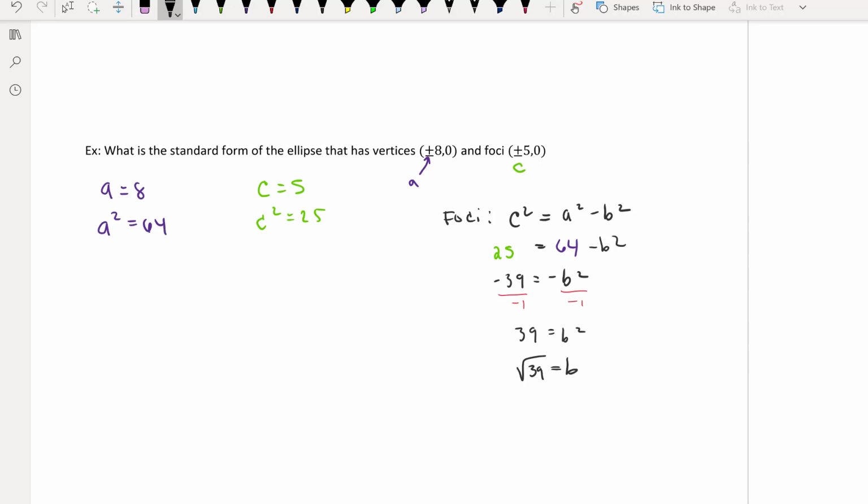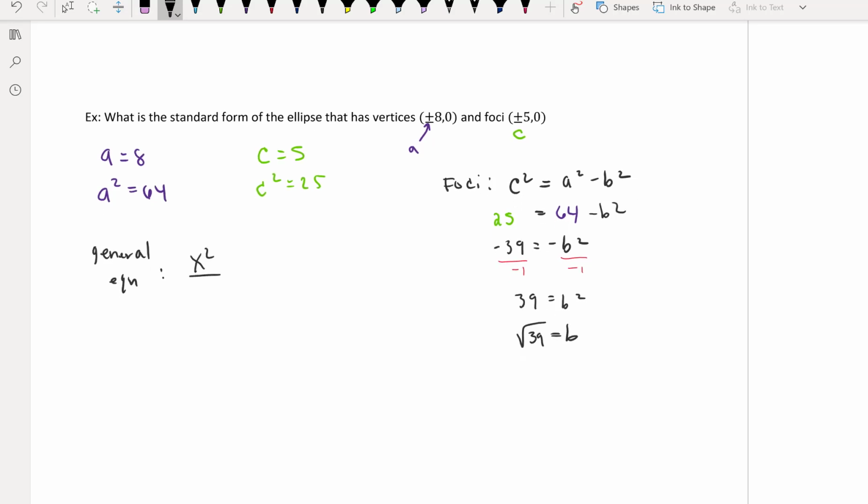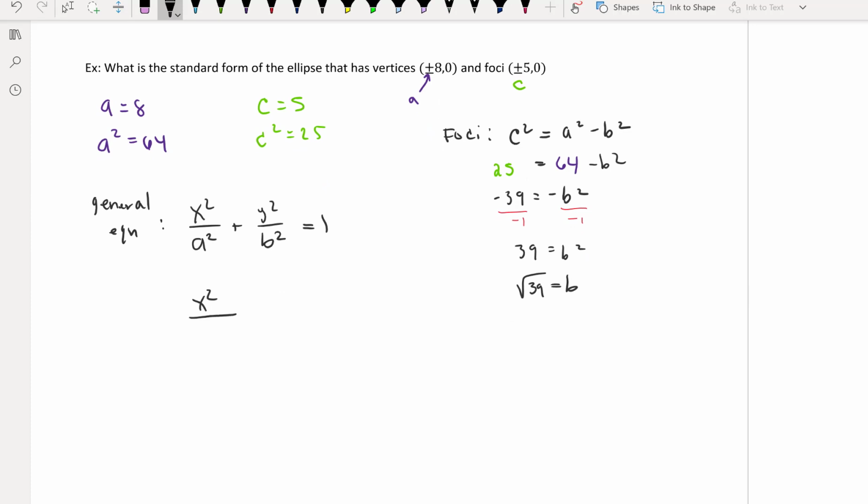And since I have a, 0 as my vertices, then I know that my general equation is going to be stretched out along the horizontal axis. So I'd have the denominator bigger underneath the x. So x squared over a squared plus y squared over b squared is equal to 1. So now I just plug in my values. So x squared over my a squared, which is my 64, plus my y squared over my b squared. That b squared value is 39, and it's all equal to 1. Okay.